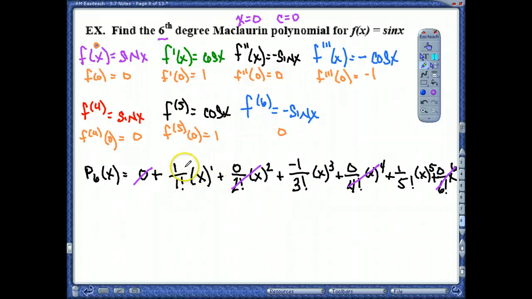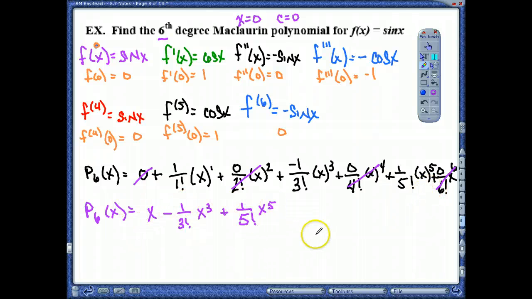Okay, so what we end up with for our 6th degree polynomial, 1 divided by 1 factorial is 1. So x to the 1 power minus 1 over 3 factorial. You can leave it 3 factorial if you want to, or you can change it into 6. Does not matter to me. And then plus 1 over 5 factorial x to the fifth. So even though it's a 6th degree polynomial, it ends at x to the fifth because that 6th term did cancel out. Now that you look at this pattern, if you just remember that for sine, your polynomial is x minus 1 over 3 factorial x to the third plus 1 over 5 factorial x to the fifth, you can go right to that.